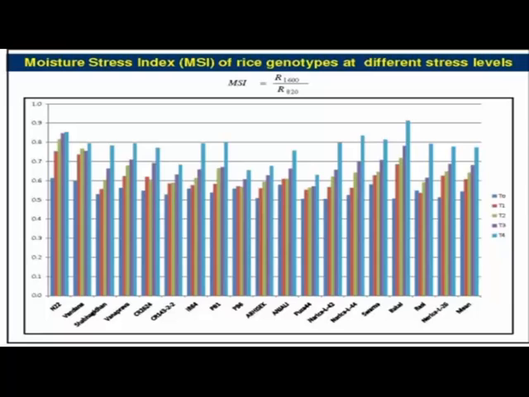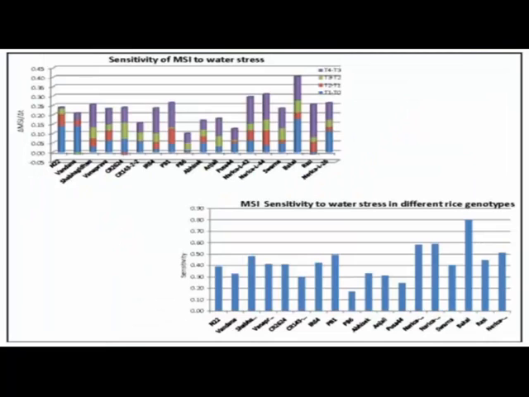T4 is the stress condition. That difference tells you how sensitive that genotype is. But for example, you see here, this is at the different stage how the genotype is behaving to the water stress. Change in moisture stress index with respect to time, how they are changing, you are able to see over here.